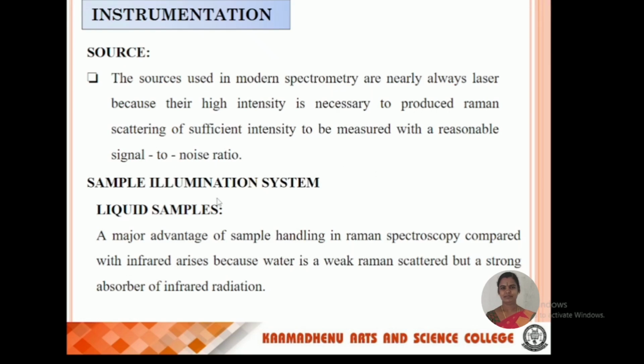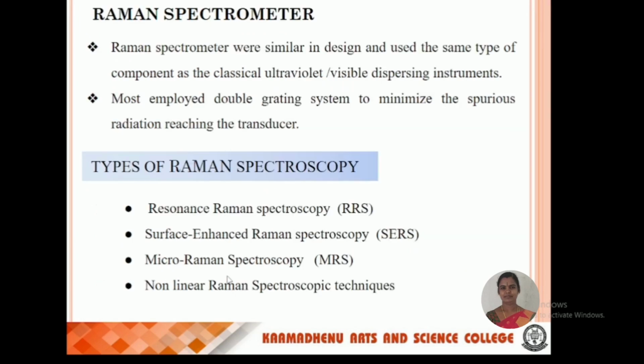The next one is sample illumination system. In sample illumination system, we have liquid samples. A major advantage of sample handling in Raman spectroscopy compared with infrared is that water is a weak Raman scatterer but a strong absorber of infrared radiation.